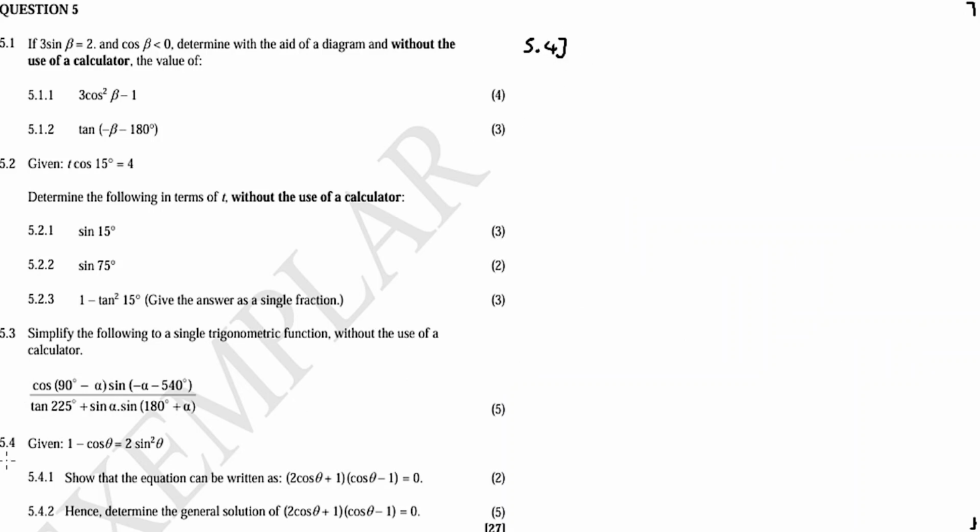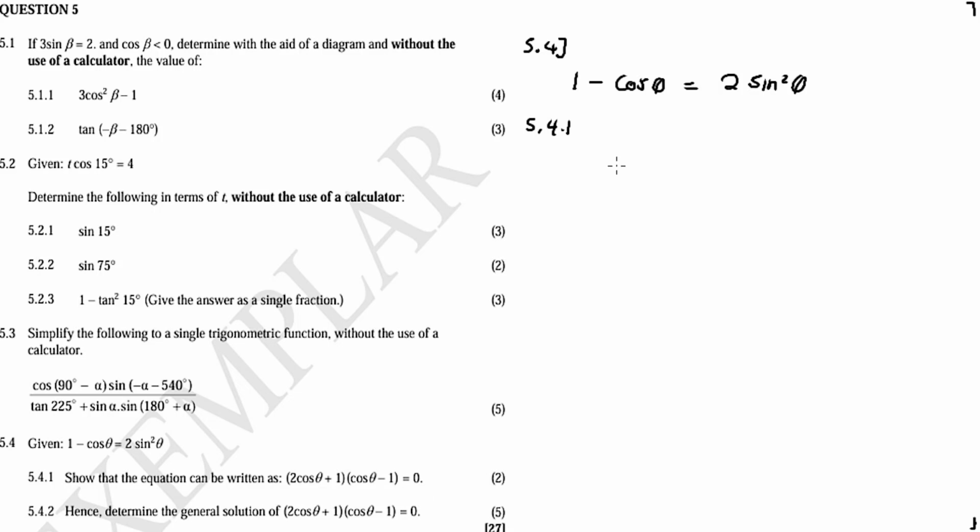I'm starting at 5.4, where we are given 1 minus cos theta equal to 2 sine squared theta. In 5.4.1, we must show that the equation can be written as equal to 0. This is actually a trinomial. We are going to come to 5.4.1.